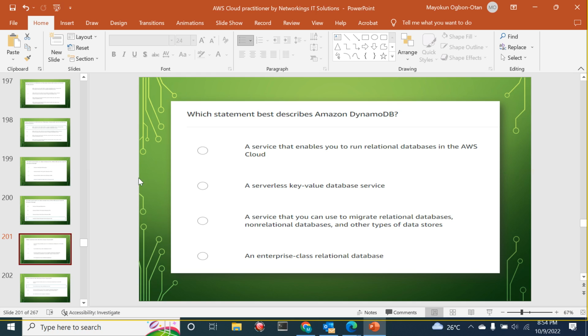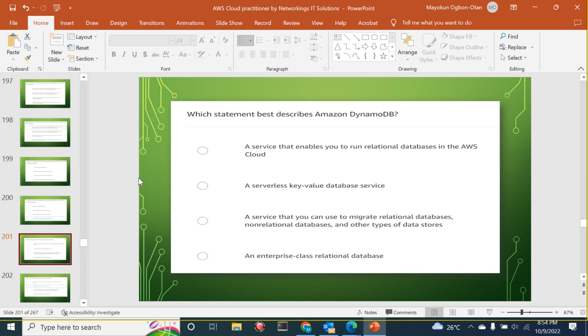Regina, back to you. Which statement best describes Amazon DynamoDB? We discussed DynamoDB together. Read. Which statement best describes Amazon DynamoDB? It's B. It's a serverless key value database.